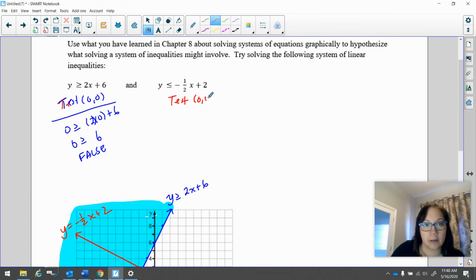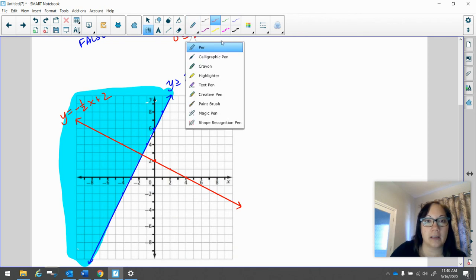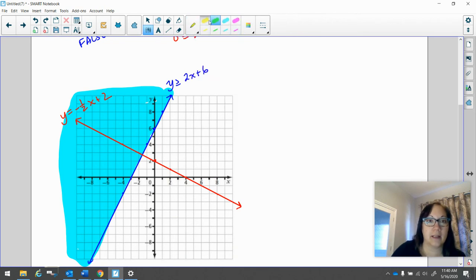Okay, I'm going to show that a bit better here. So I'm going to test 0, 0. So 0 is less than or equal to -1/2 times 0 plus 2. So 0 is less than or equal to 2. So that's true. So I am going to shade in the direction of 0, 0, which means I'm going to shade under the red line. I'm going to shade it in yellow for a specific reason with my highlighters. So it's going to do something interesting. So here is my solution region.